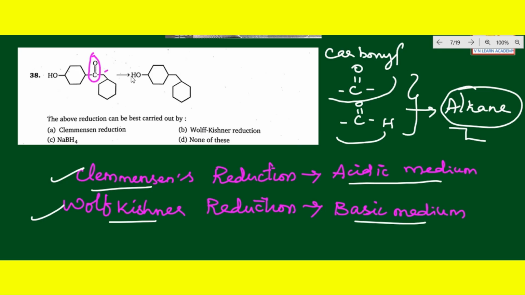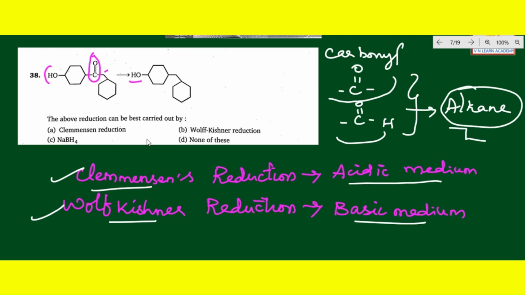So it will not affect the OH. Actually here the OH is the same as it is. You see here, here also OH is there. Here the OH is still alive, it is not broken. So that means it will not affect the alcohol group. Why? Because Clemmensen reduction and Wolff-Kishner reduction target only the carbonyl carbon and convert it to alkane. So here Clemmensen reduction and Wolff-Kishner reduction, we can keep.